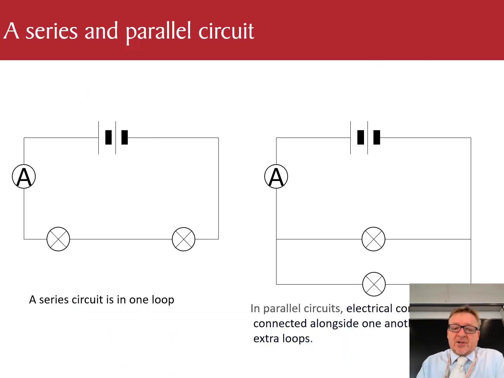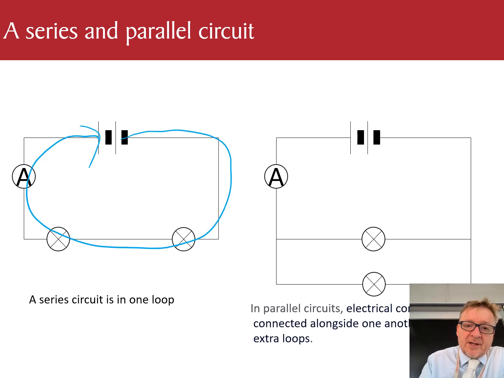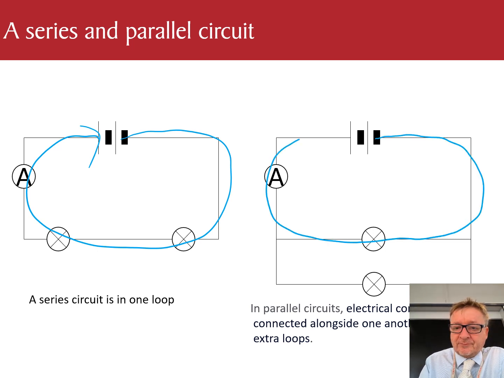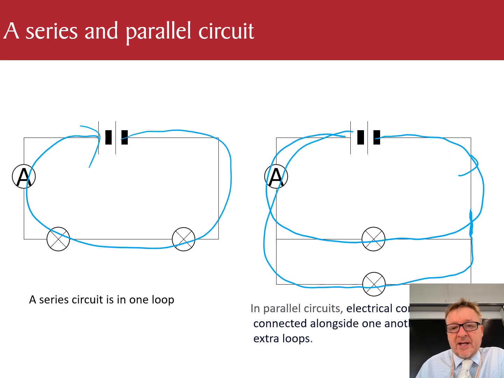Two different types of circuits. A series circuit is one loop. Electricity comes out of there and it can only go around that route. It's only got one route to go. In a parallel circuit, it's got one route there, but when the electricity gets to here, it's also got another route that it can take. So a parallel circuit has got more than one route for the electricity to take.